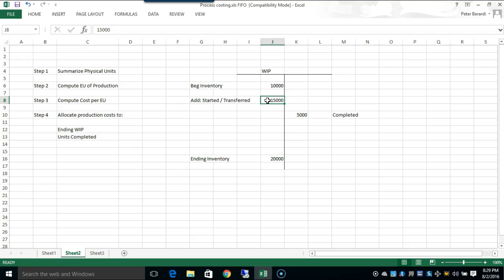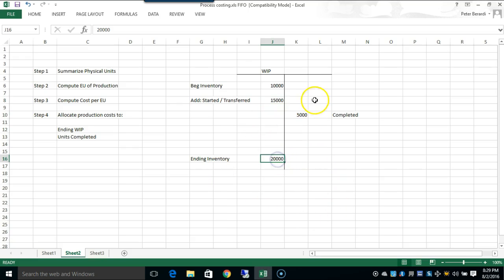Current production costs are already known, because, as you remember, we debit WIP for direct materials, we debit WIP for direct labor, and we debit WIP for applied manufacturing overhead. So the current production is known based on our statement of manufacturing costs. So the debits are already there.